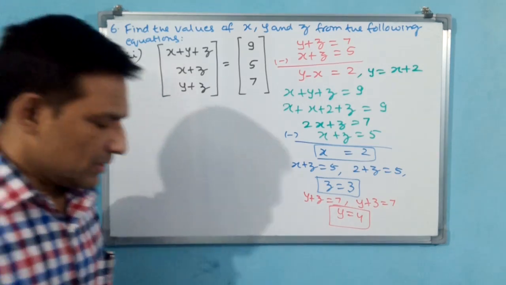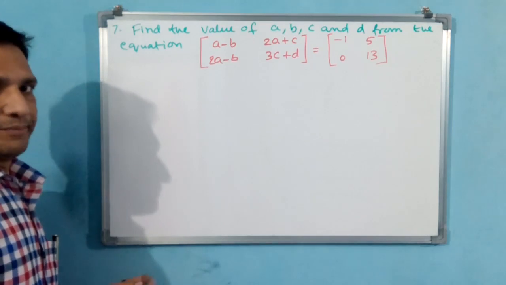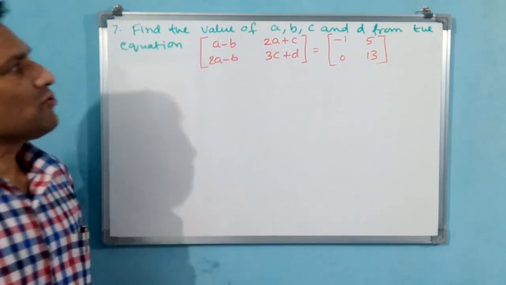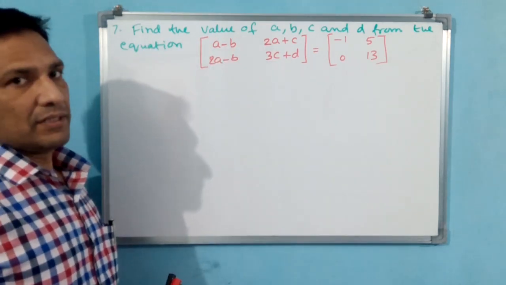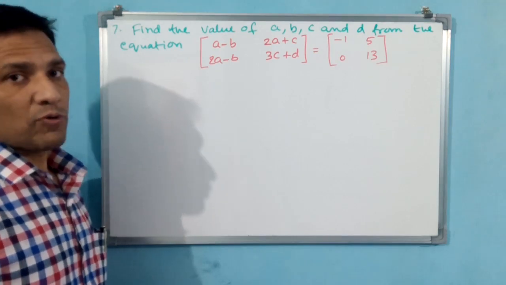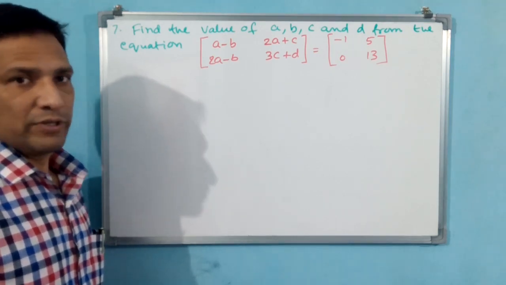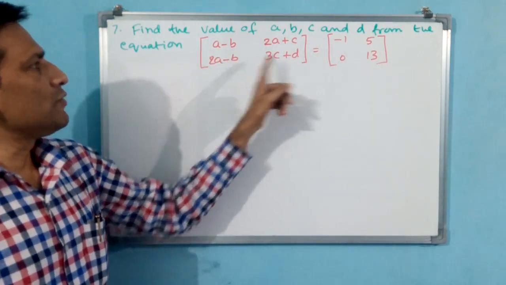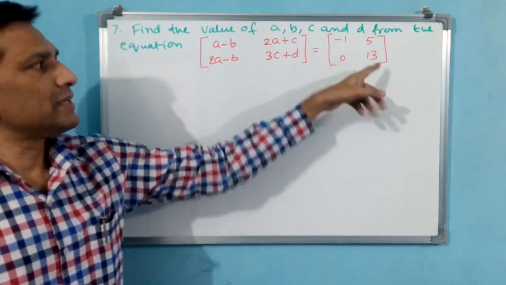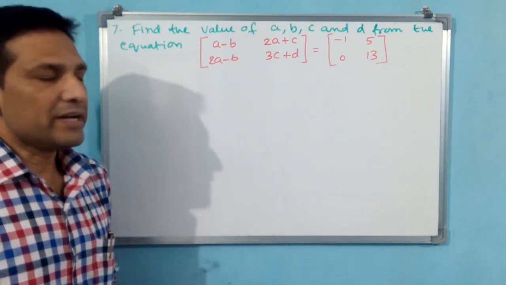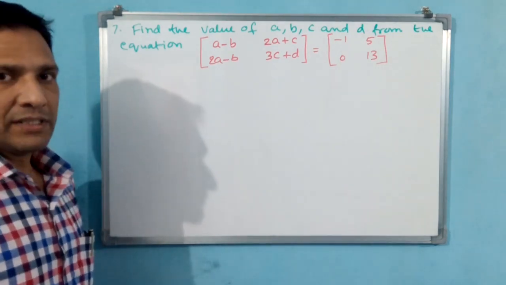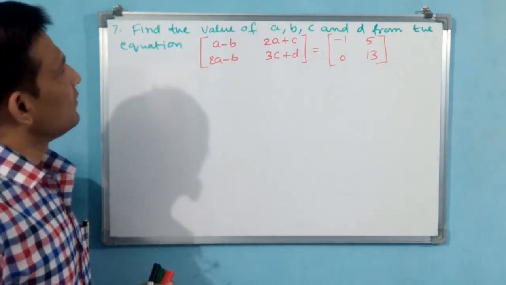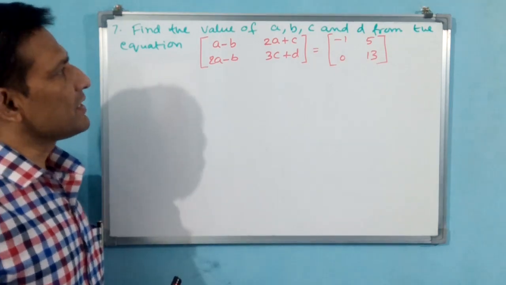Let us go for 7th question. See the 7th question. Find the values of A, B, C and D. See, 4 values you have to find. That means minimum 4 equations you require. But are they given? Yes, they have given. You see, A minus B, 2A minus B, 2A plus C, 3C plus D. 4 equations you can have. 4 equations you have to solve to find 4 variables. A, B, C, D are here variables.